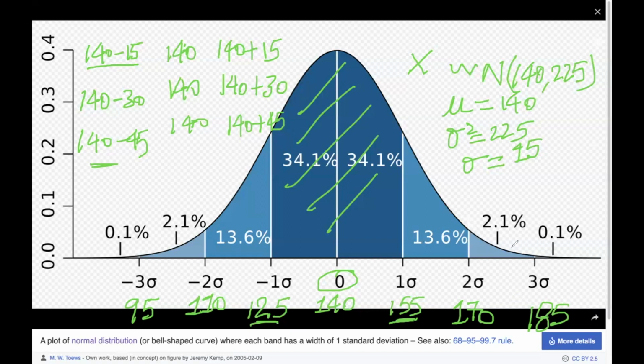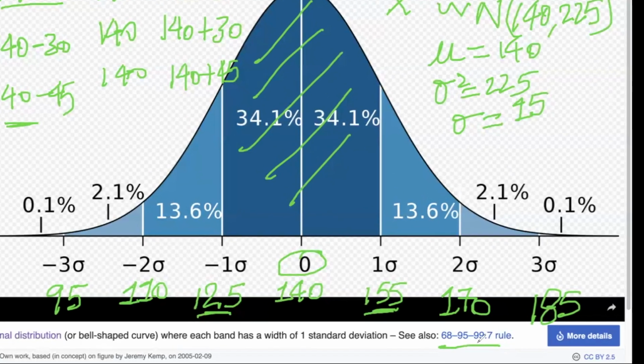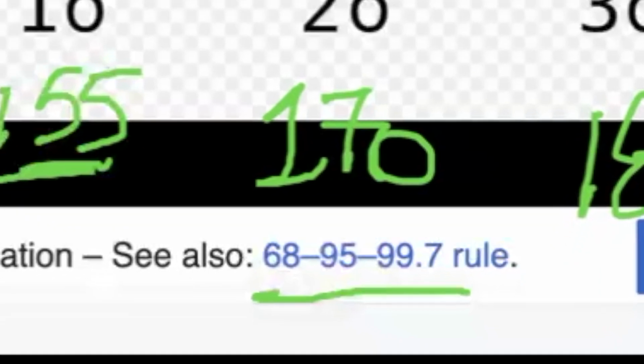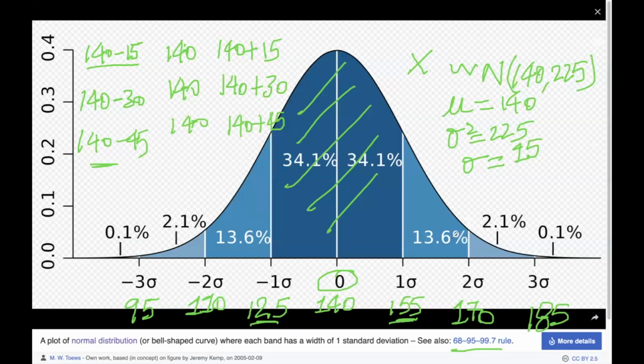But you get the gist of my idea, right? This is called 68, 95, 99.7 rule of Gaussian distribution. So this is very simple numbers that you can easily remember. I mean, after seeing this for so many times, I remember it almost by heart. So one standard deviation is 68, two standard deviation is 95, and three standard deviation is 99.7.